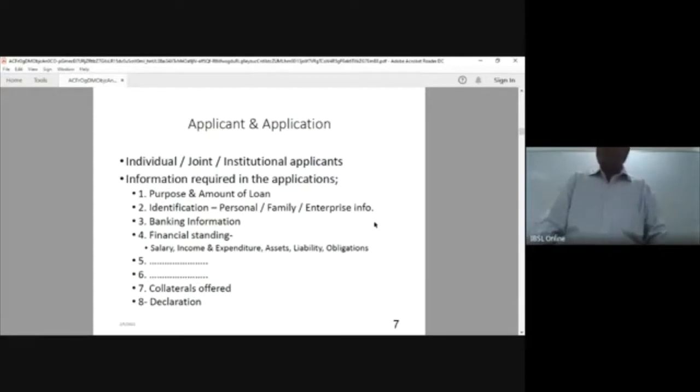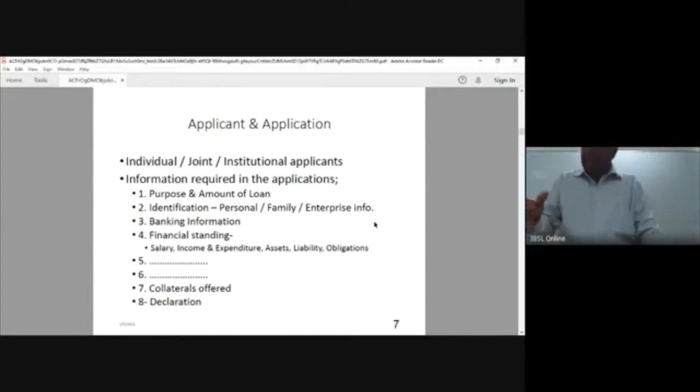Some more information. Account details, that is already called for. Then we have mentioned assets, liabilities, obligations, various obligations with various banks, account details. So many things are required to be filled in the application form. Kindly go to your bank, take an application form and go through it. See what things are required in the application form.